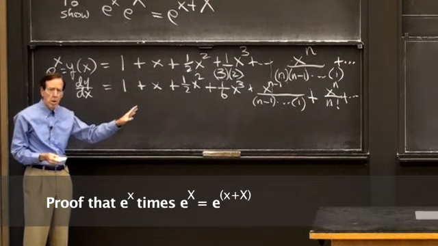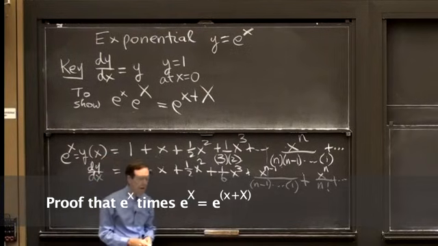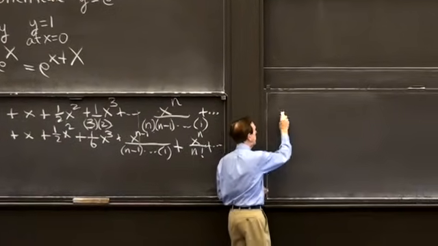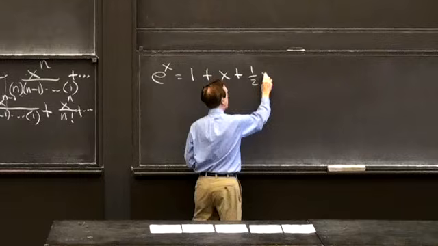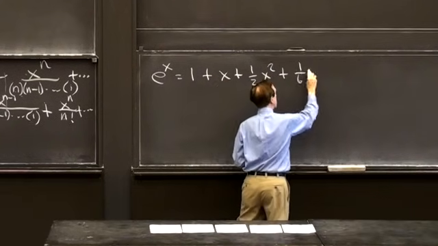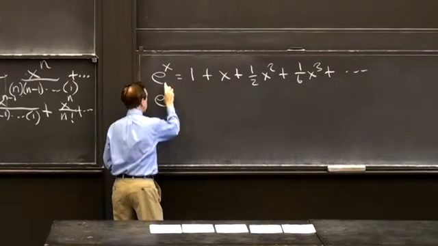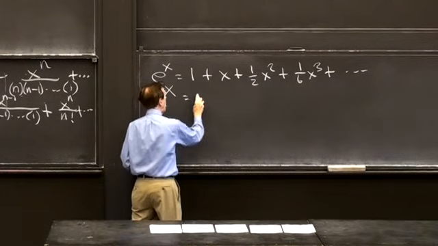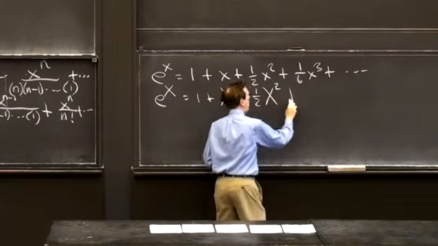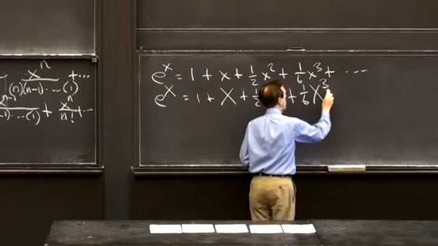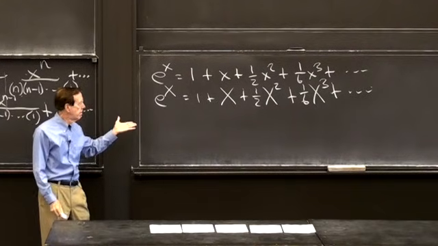Can I move to the next board? So the next step is check. I've got e to the x, and let me write again what it is: 1 plus x plus a half x squared plus 1/6 x cubed, and so on. And then I've got e to the any other power, or even the same power: 1 plus, I'll just use capital X for this power, plus a half X squared, plus 1/6 of capital X cubed, plus so on. And I want to multiply those and see what I get.